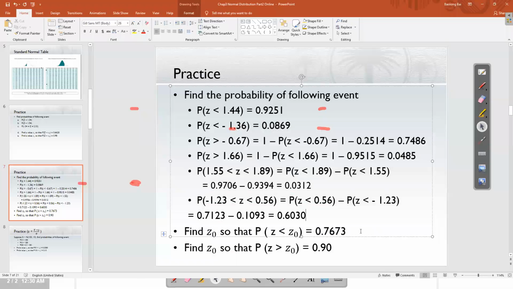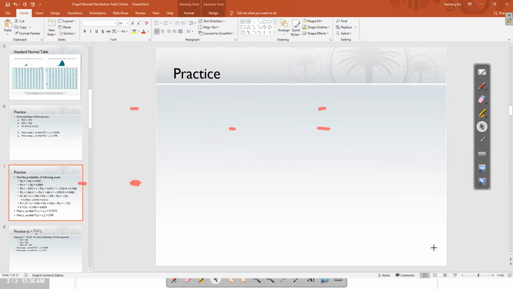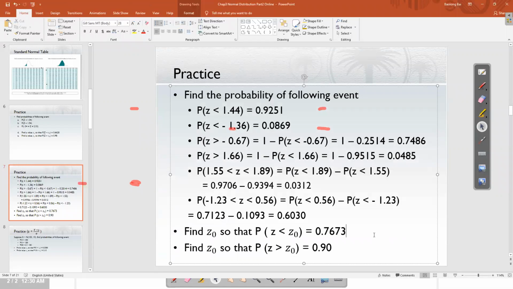And the next two are finding z-scores with a given probability, right? So this is a reverse lookup. When you are given a probability and look for a z-score. And before, everything was when you're given a z-score, look for a probability, right? So don't get confused.